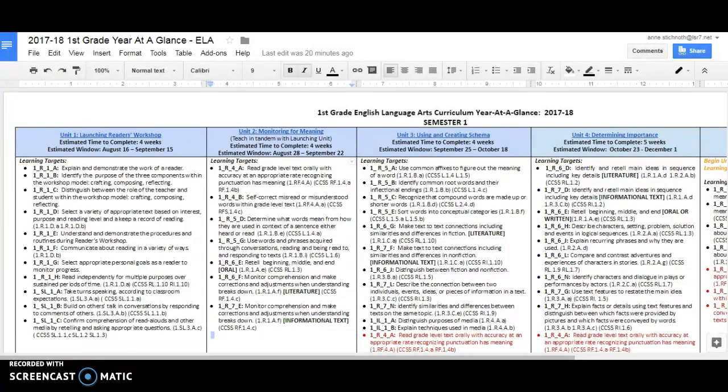So let's talk about reading for just a moment. In all grade levels, reading units remain similar. Each grade level begins the year with a launching Reader's Workshop unit and is followed by units of study organized by thinking strategy. The order of the units and learning targets within each unit may have changed slightly for grades 1 through 5. This is not the case for grades kindergarten and 6th grade, where some thinking strategy units have been eliminated.